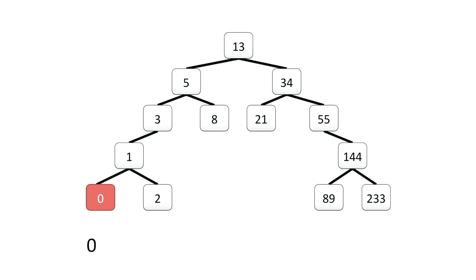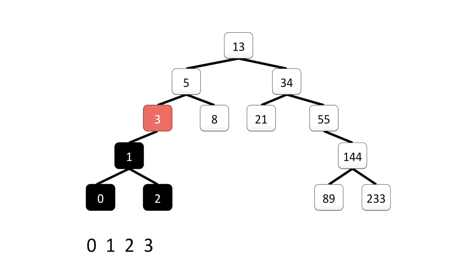We still have to go deeper down the tree until we find the leftmost node, which is 0. After printing 0, we go back up to the 1 and print that out. Then we go to the right subtree, which is 2, and print that out. Now that we're done with that subtree, we can go back up to the 3 and print it out. Continuing back up, we print the 5 and then the 8.